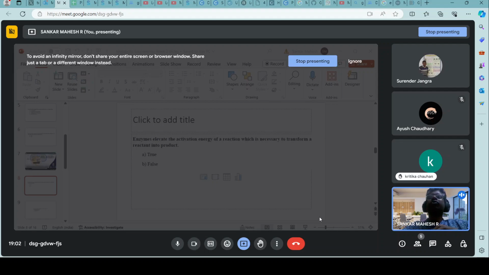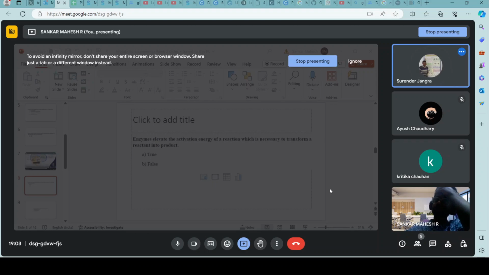Surender, you can talk about what happens to the activation energy when enzymes are not present. Can you repeat the question? Let's say the activation energy of a particular conversion from a reactant into a product is X in the absence of the enzyme. So how does an enzyme specifically change this X into Y? What does an enzyme actually do to the activation energy?